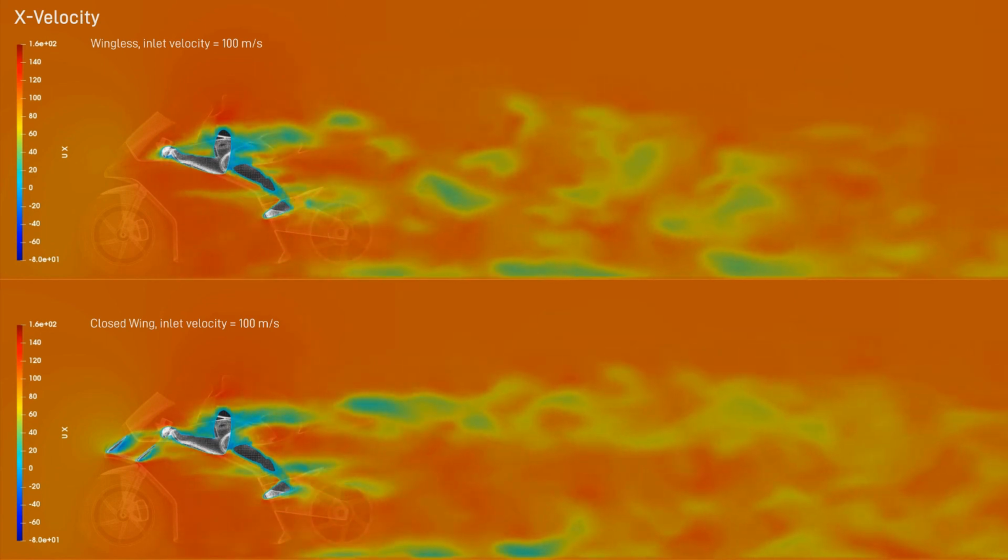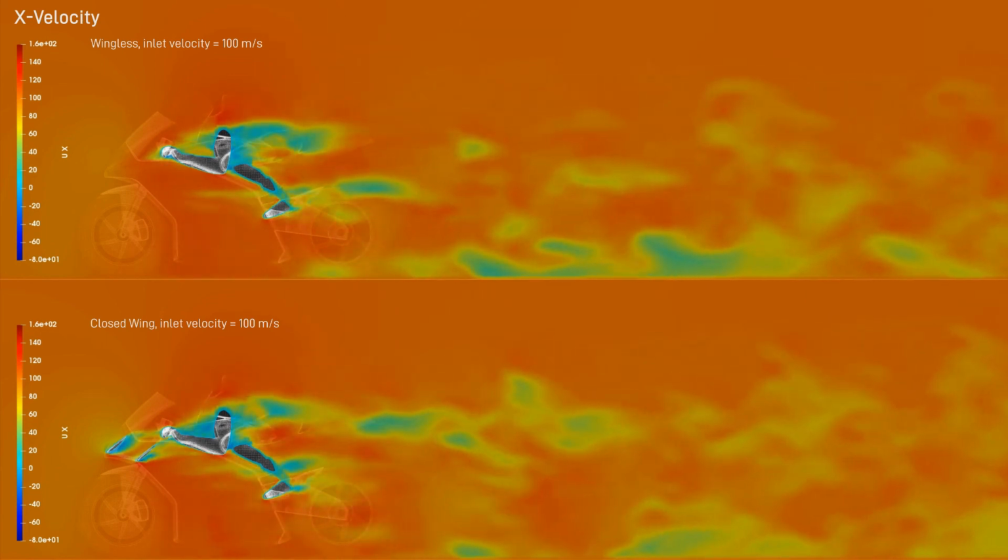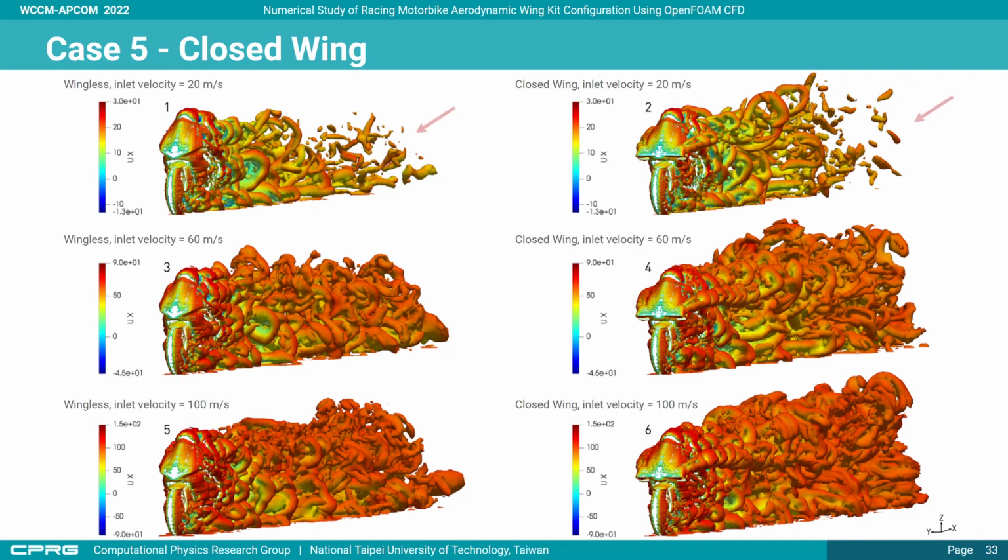This is another comparison of x-direction velocity. The contour number 1 and the contour number 2. We could see the difference between the windless CAD model and the closed wing CAD model with the inlet velocity of 20 meters per second using Q criterion isosurface. Once the inlet velocity increased to 100 meters per second, contour number 6 shows a huge vortex around the AWK, and contour number 5 doesn't.